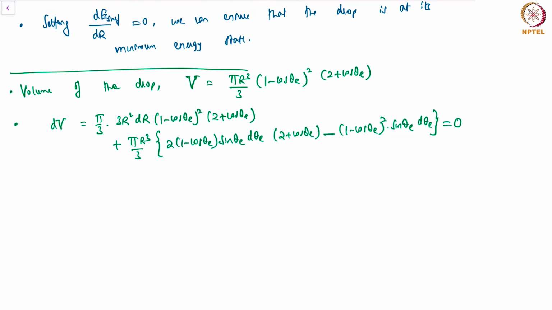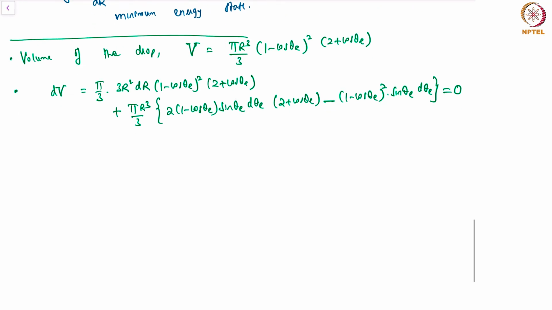We want to set this variation to 0, right? So how do we do this? We can basically set dV by dR, dividing both sides by dR, okay, will be pi r square of 1 minus cos of theta e whole square times 2 plus cos theta e, plus pi r cube by 3. That's what I have, pi r cube by 3. And we can do some simplification here.